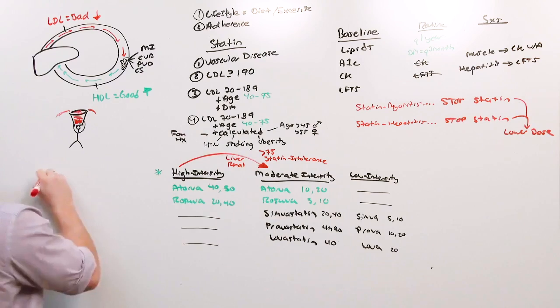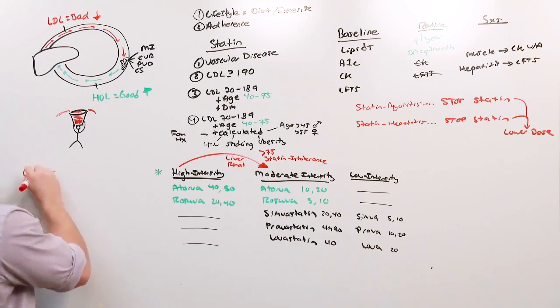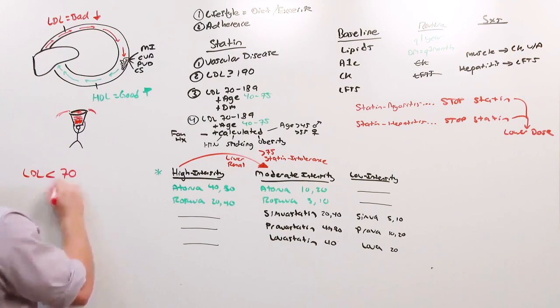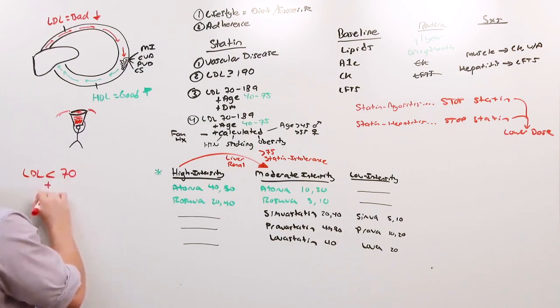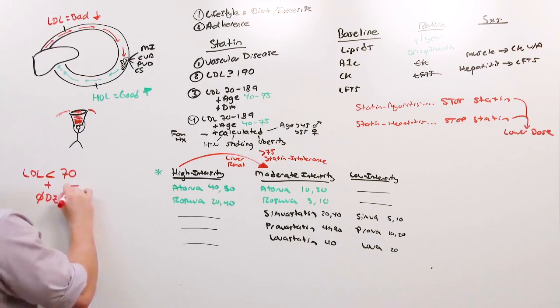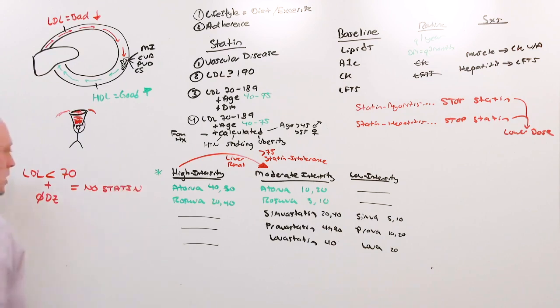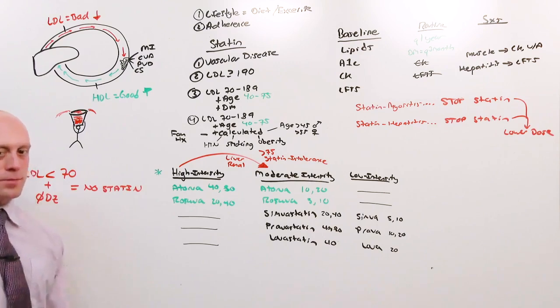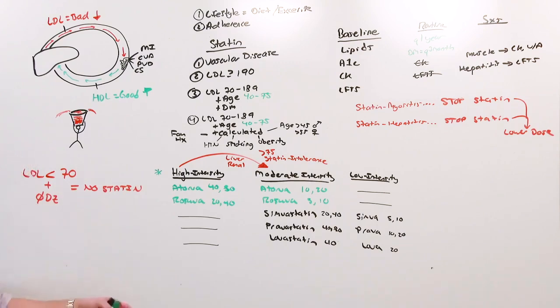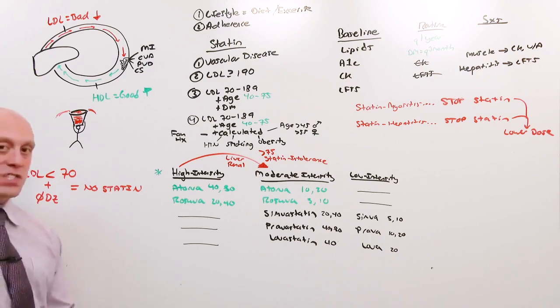If your LDL is less than 70 and you have no disease, chances are you're not getting a statin. They're probably not going to be mean to you and give you a 39-year-old person. So if you have vascular disease or an LDL greater than 190, it doesn't matter what your age is, doesn't matter what your comorbid conditions are, statin.